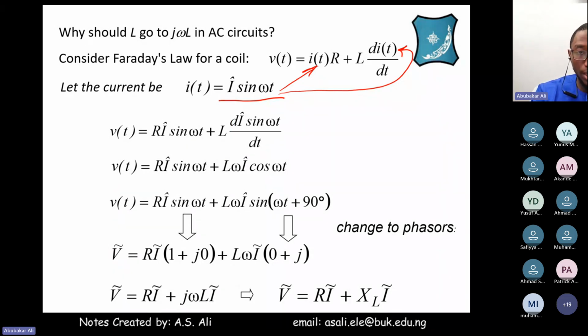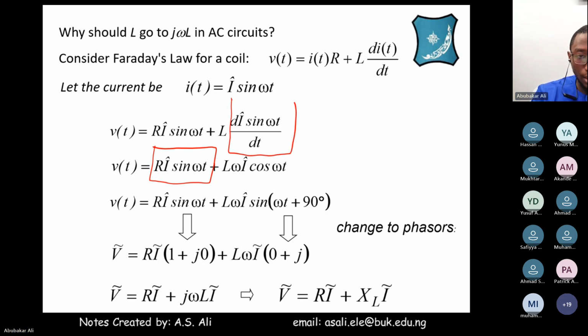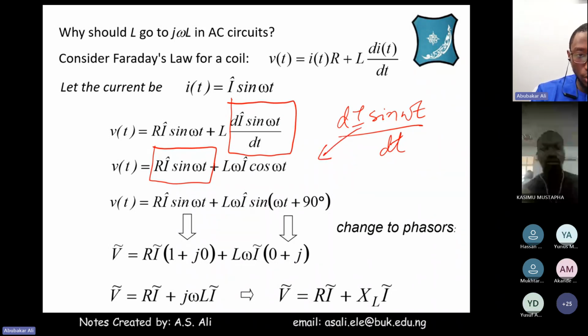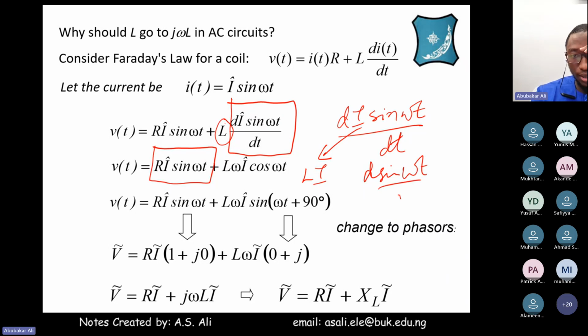So go back to your calculus. This here has no issues, but this one here, if we differentiate L di sine omega t with respect to t, what do we have? Well, I is a constant, right? Therefore, I is going to go out, so it's going to go out and multiply itself by this L. So we will have Li. Okay? So we are left with what? D sine omega t dt.